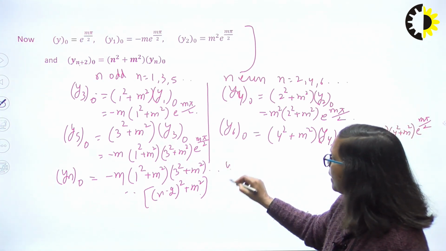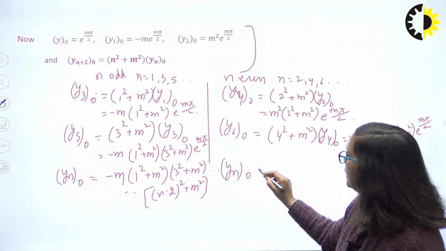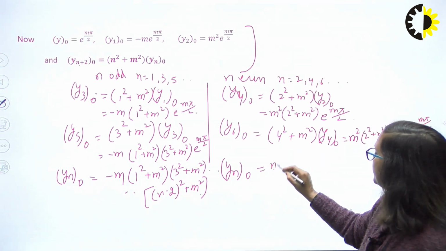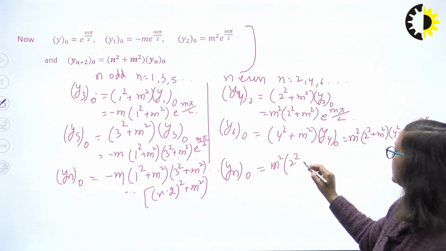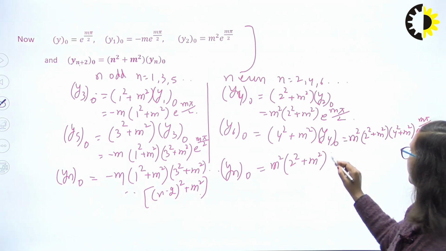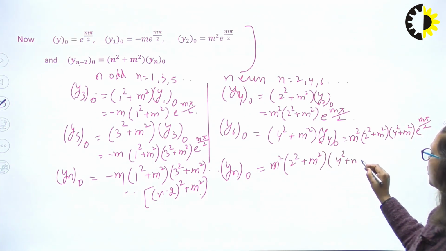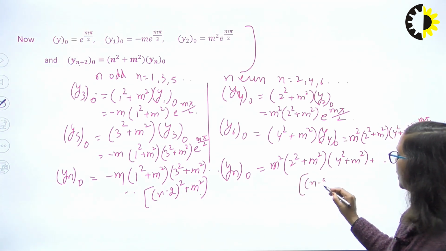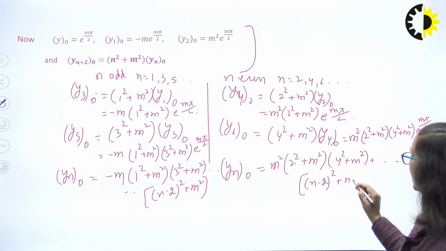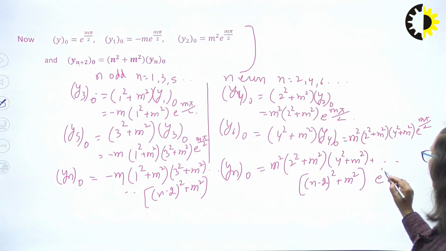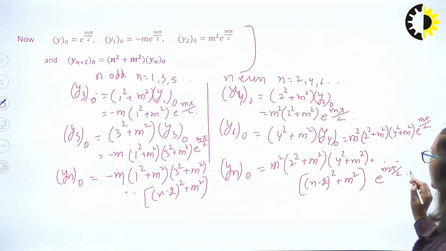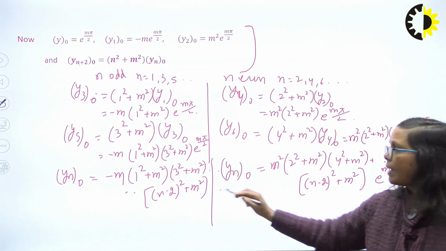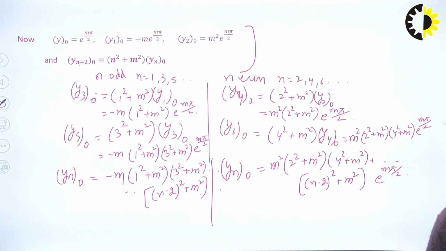And similarly, I can write down the value yn 0 by symmetry. This is m square, 2 square plus m square, 4 square plus m square, and this is also going up to n minus 2 square plus m square into e to the power m pi by 2. So this is the value of yn 0 for n odd and n even.